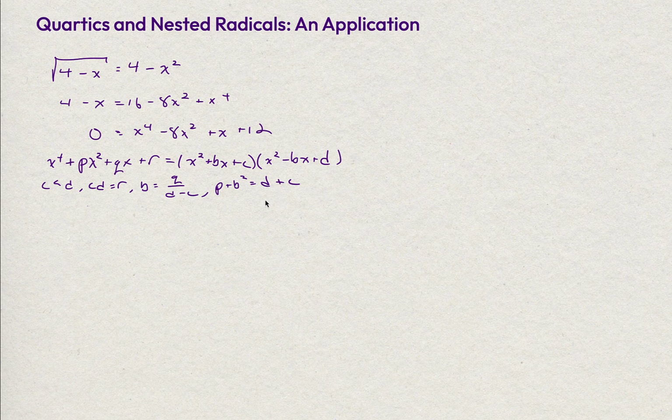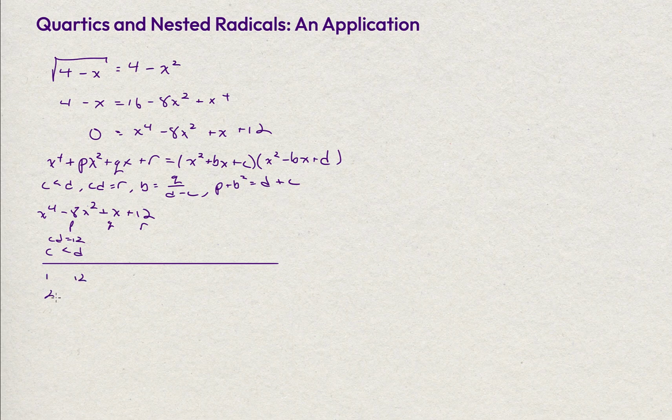So just to be thorough, let's go through all the factor pairs of 12 in this case. So this is our p, this is our q, q is 1, and r is 12. So we need to find a c less than d, so that cd equals 12. And so let's go through our pairs: 1 and 12, 2 and 6, 3 and 4. We're going to stick with the positive versions, since they multiply to a positive 12, they have to be the same sign.